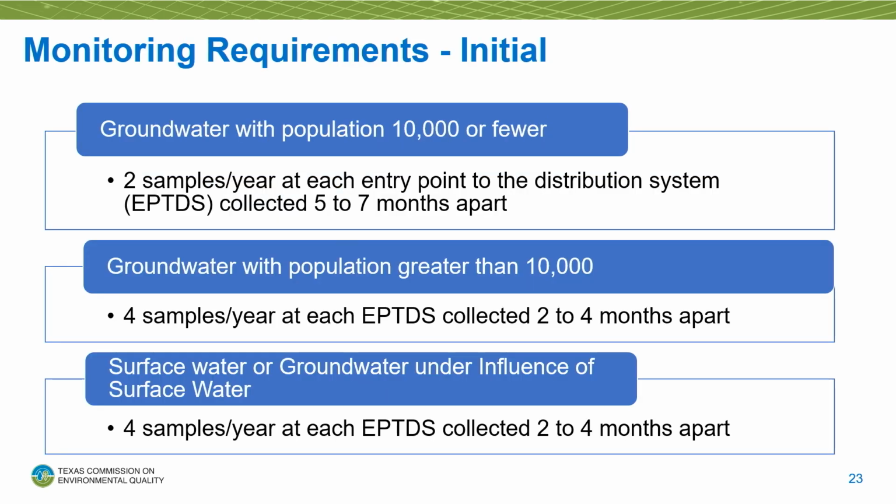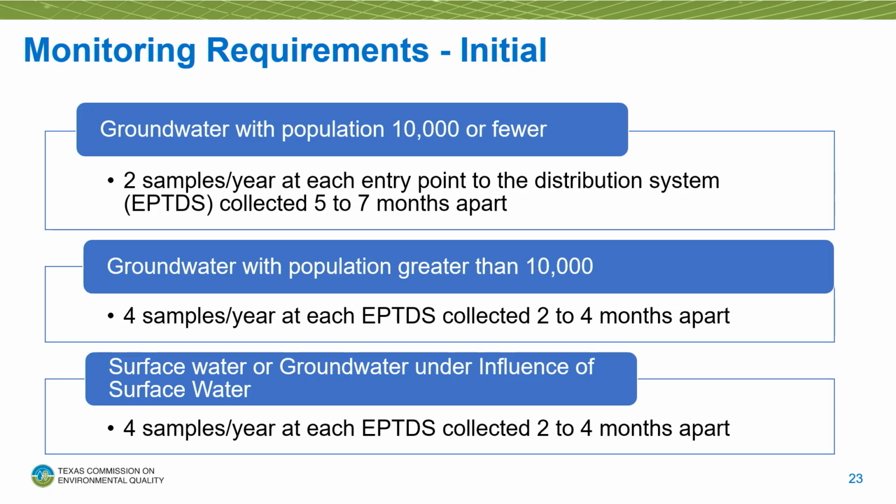For monitoring requirements, for initial monitoring, groundwater systems with population 10,000 or fewer are required to collect 2 samples a year at each entry point to the distribution system, and those need to be collected 5 to 7 months apart.